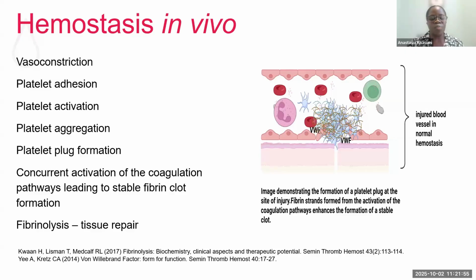In the secondary hemostasis, there is the activation of the coagulation pathways by the exposed collagen at the site of injury and the production of tissue factor. This triggers the activation of the coagulation cascades, and the end product will be the stable fibrin clot formation at the site of injury. This enhances the sealing of the site of injury to stop blood flow from the injured area.